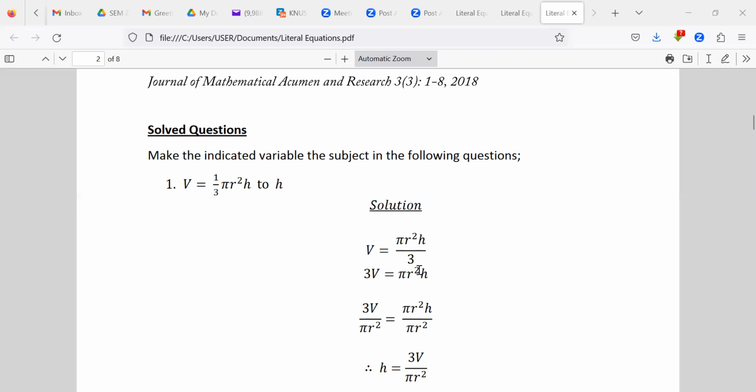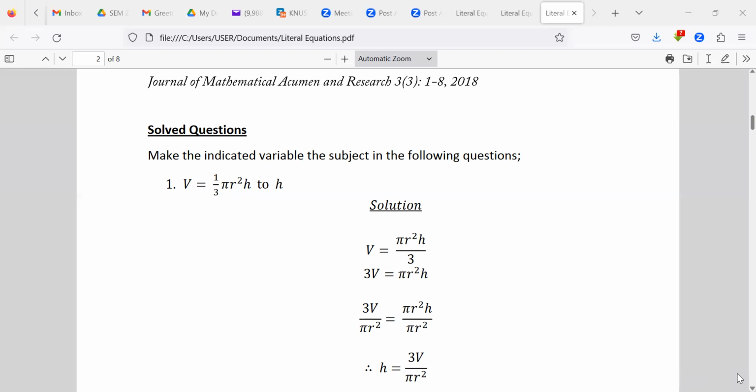The next step is that because we have in mind h, which should become the subject, what we do is that we pick pi r squared and divide both sides of the equal sign by pi r squared. So we get 3V over pi r squared, and h all over pi r squared. So pi will divide pi, r squared will divide r squared, and then we have our h. So we interchange and bring our h here, then 3V on pi r squared remains. So if you have this expression and want to make h the subject, we get h being equal to 3V all over pi r squared.